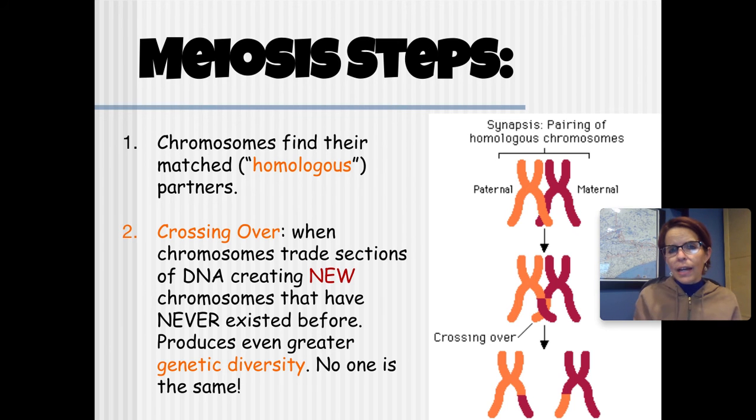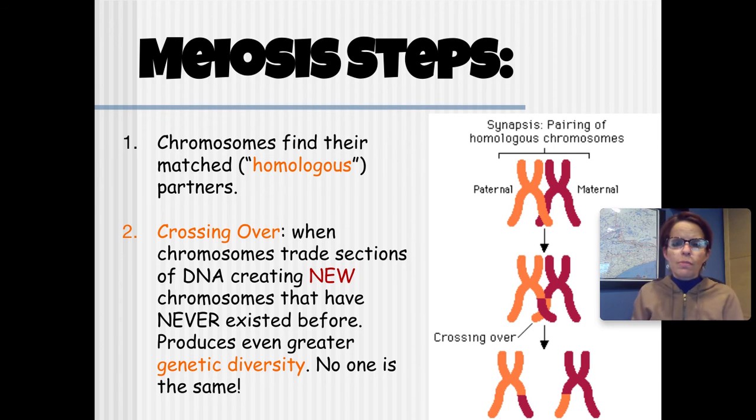Then during that process, when they're lining up side by side, they do something really wacky. They trade DNA. The process is called crossing over. It's not a very technical term. So I always go like this with my students so that they can see it's crossing over. They're trading DNA. So it says when chromosomes trade sections of DNA, creating new chromosomes that have never existed before. This produces even greater genetic diversity. No one person is exactly the same.